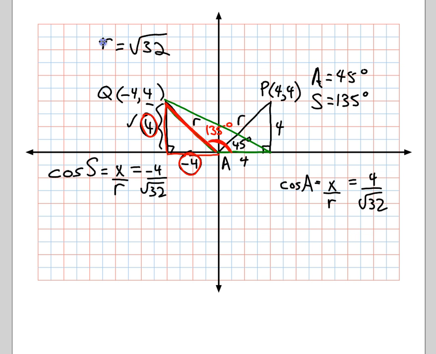and clearly negative 4 divided by root 32 would be the opposite of 4 divided by root 32. The denominators are both the same, the numerators are opposite values. So whatever that ratio is, they're going to have opposite sign. And the actual value would be 0.707. So this is 0.707 as a ratio, and this is negative 0.707. So the cosine of an angle and the cosine of its supplement have opposite signs.